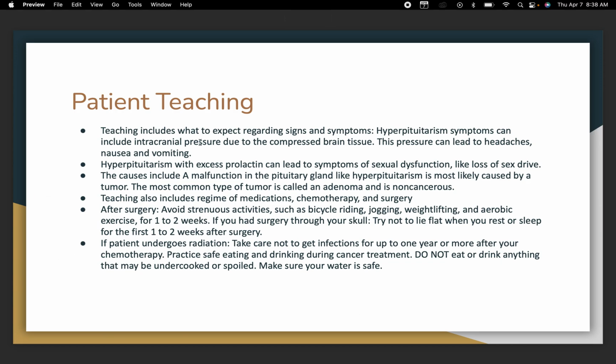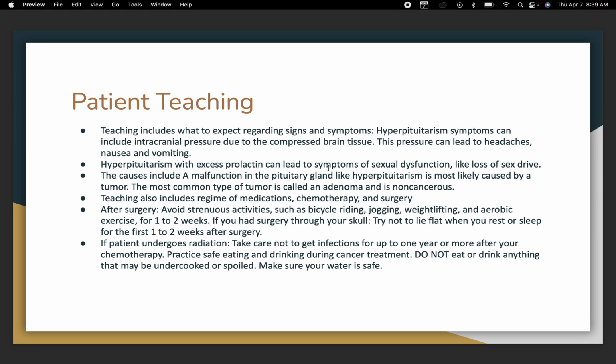And so we are going to teach this patient what to expect regarding the signs and symptoms of this disease process. Hyperpituitarism can cause increased intracranial pressure. And so this pressure can lead to headaches, nausea, vomiting, and any change in level of consciousness in general. That's usually the number one sign, any kind of change in the level of consciousness.